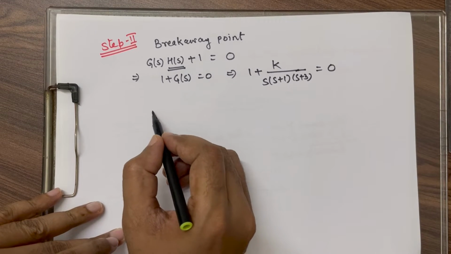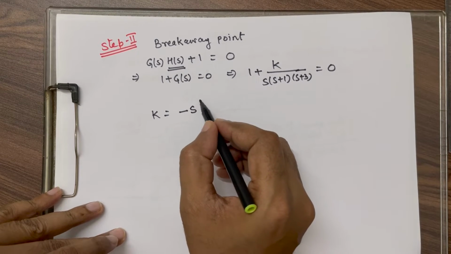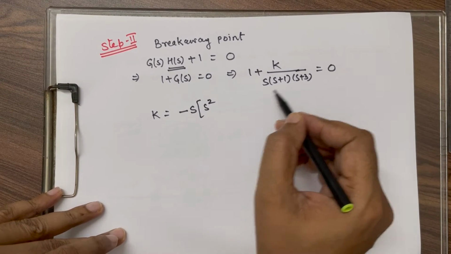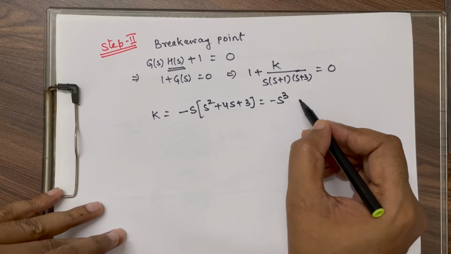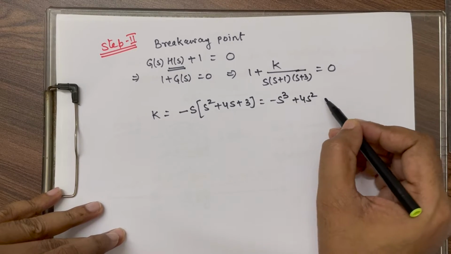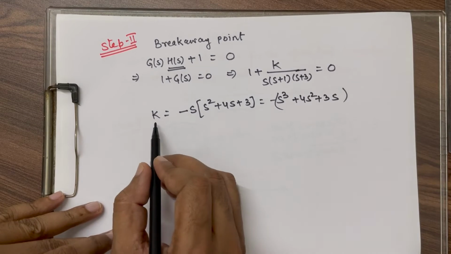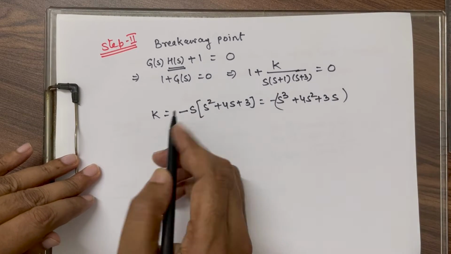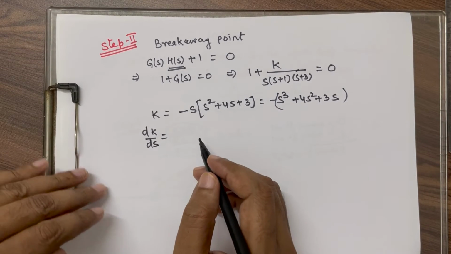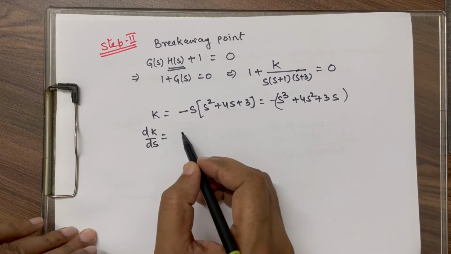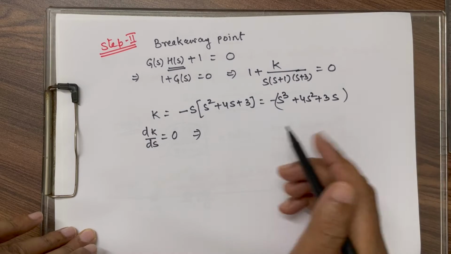So you can write k as minus s into (s square plus 4s plus 3), that is, minus (s cube plus 4s square plus 3s). And this k is given by this. We are going to take dk by ds. For any type of root locus, the breakaway point finding formula is dk by ds equal to 0. Means we are going to differentiate this with respect to s and then equate it to 0.